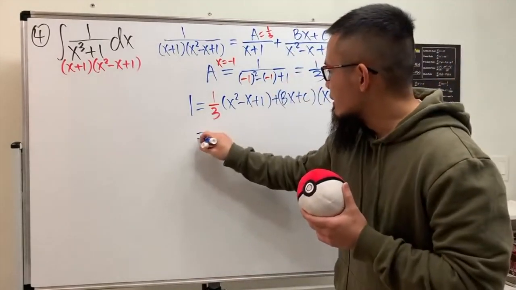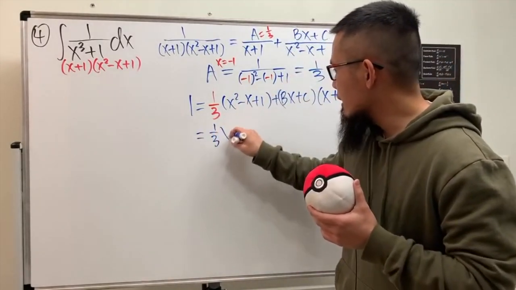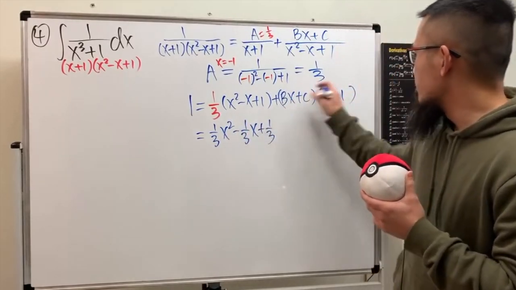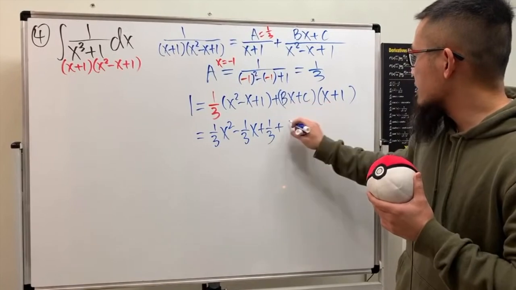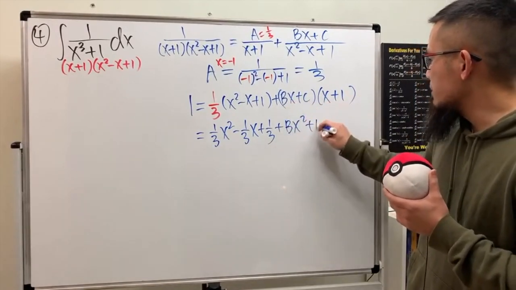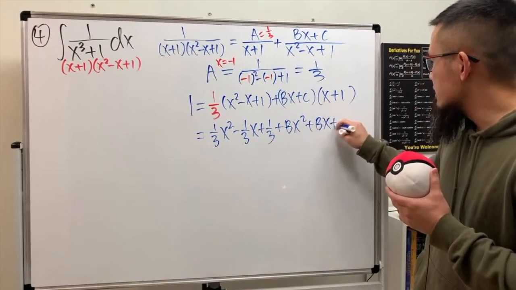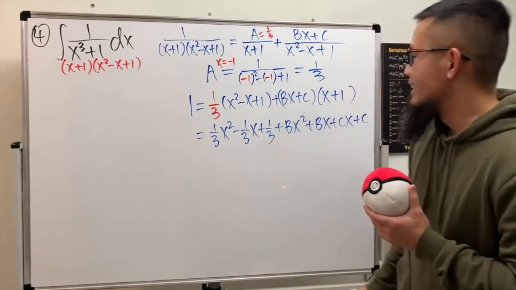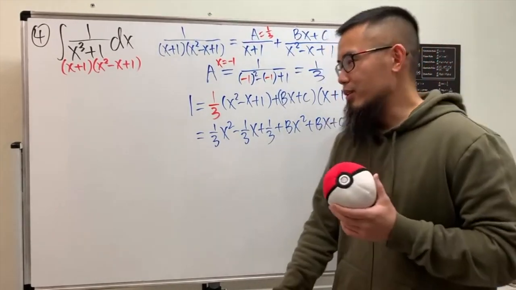So this right here is going to give us 1/3 x squared minus 1/3 x plus 1/3. And then multiply this out, we get plus Bx squared. And then Bx times 1, which is plus Bx, and then plus Cx, and lastly plus C. Oh, such a long expression, huh? All right, you don't really have to continue that much.